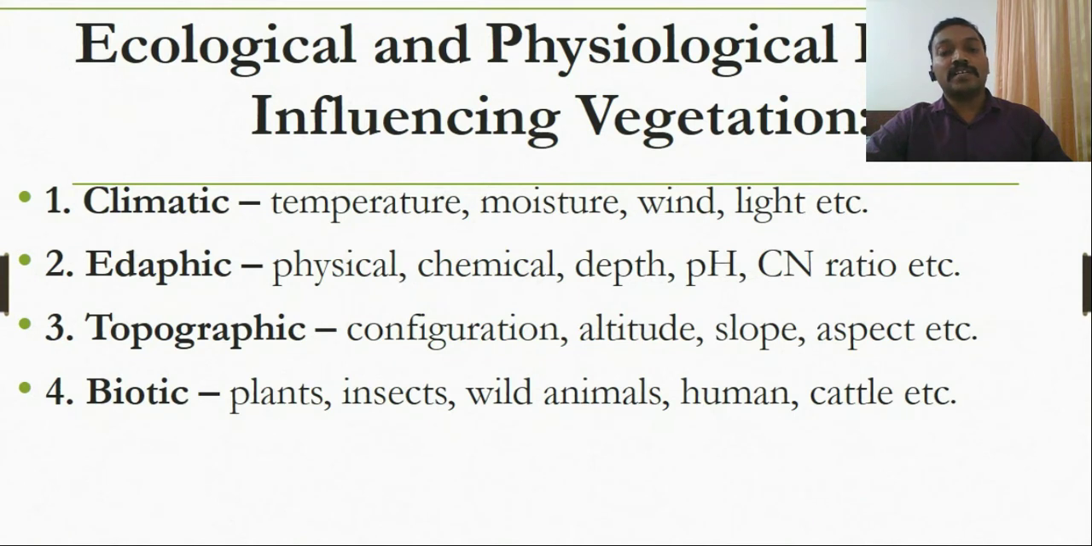How these factors are influencing the various kinds of vegetation formation in the forest area will be studied in detail. And also about the topographic factor, the configuration of the land, the altitude, slope and aspect, how they are influencing the vegetation pattern, that also will be studied in detail. And finally about the biotic factor, how the plants, insects and wild animals, human, cattle are able to influence the vegetation pattern of the given area will be also studied here. So in this content, we will be studying four important factors along with the relevant information.